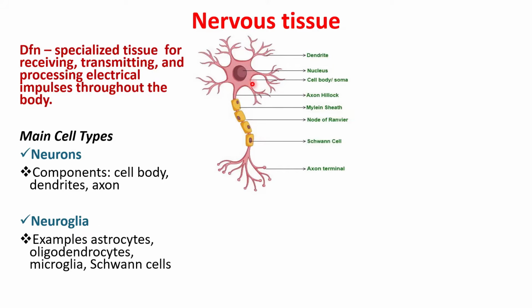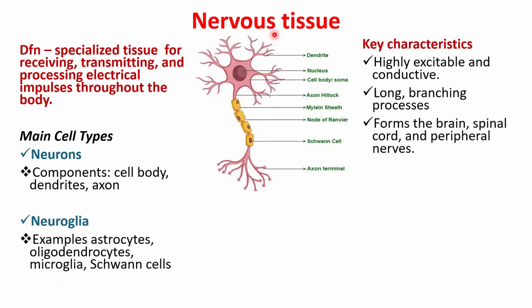Maybe you can go ahead and check on the various types of neurons. For the neuroglial cells, we can have astrocytes, oligodendrocytes, microglial cells, and Schwann cells. For more info regarding the histological organization of the nervous tissue, feel free to visit our video on the histological organization of the nervous system: cerebrum, cerebellum, the spinal cord. We have listed all those cell types and described their characteristics. So what are the key characteristics of the nervous tissue?